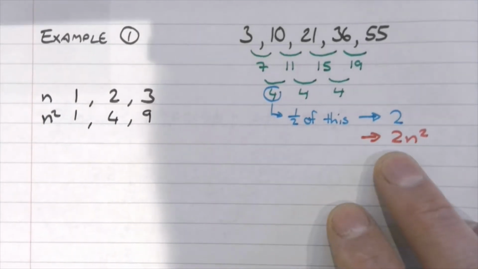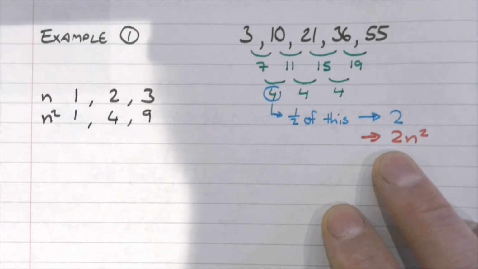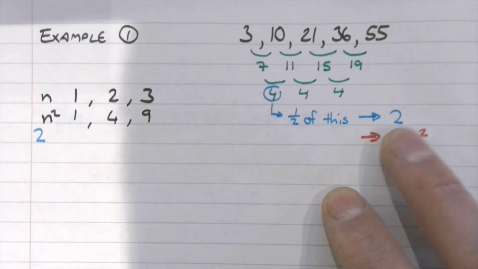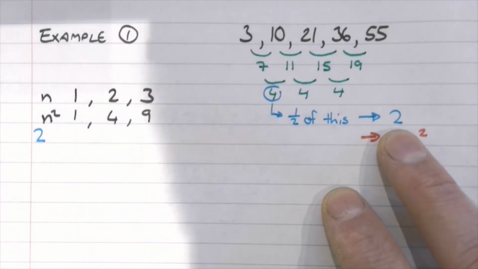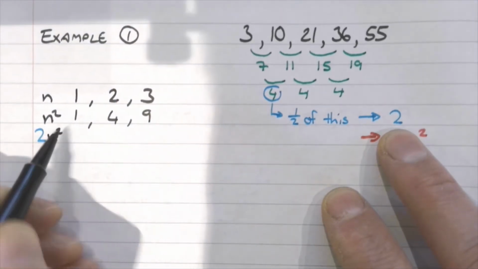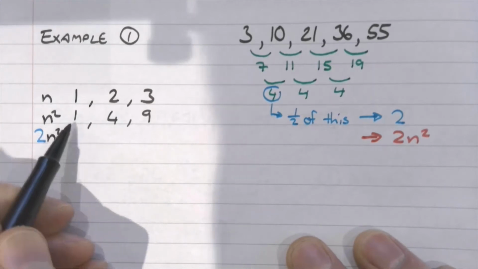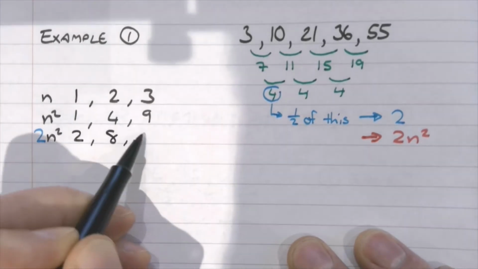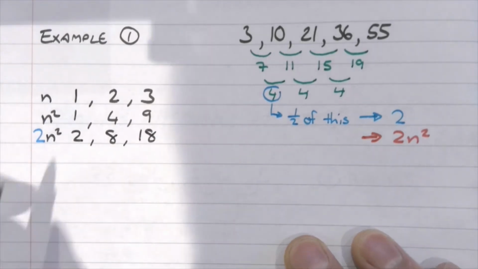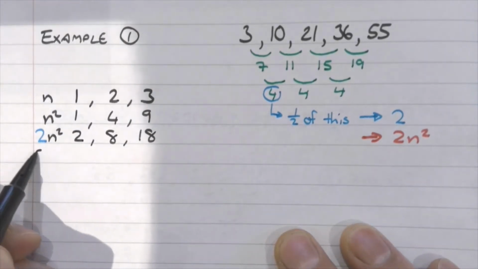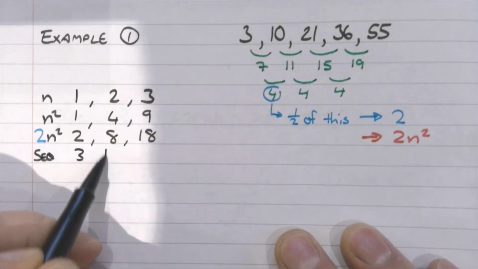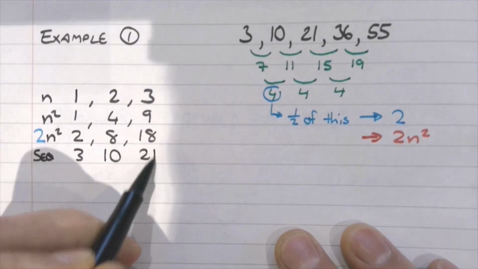Then what we're going to want to do is have the number that goes in front of the n squared. So I want that many n squareds. So that's just going to be 2 times 1 is 2, 2 times 4 is 8, 2 times 9 is 18. Then I'm going to want the sequence, so they're just the numbers that I started with, so that's 3, 10, 21. All right.